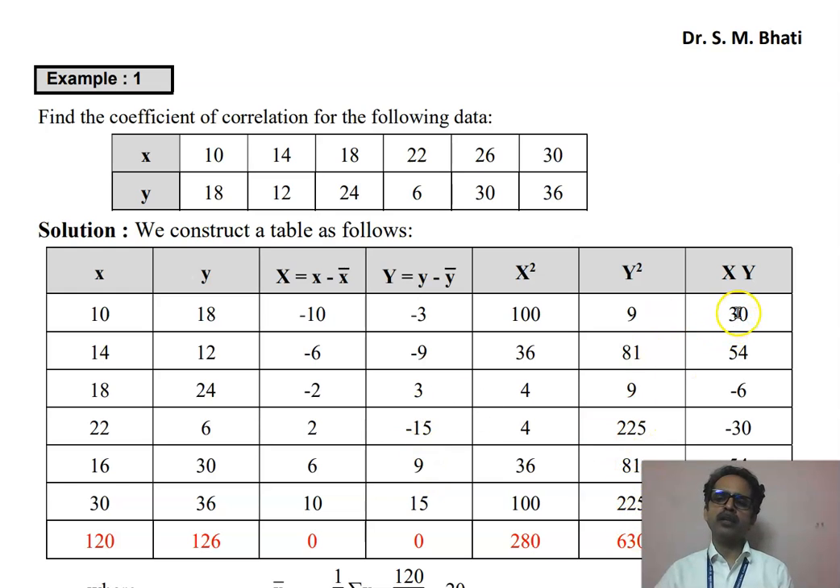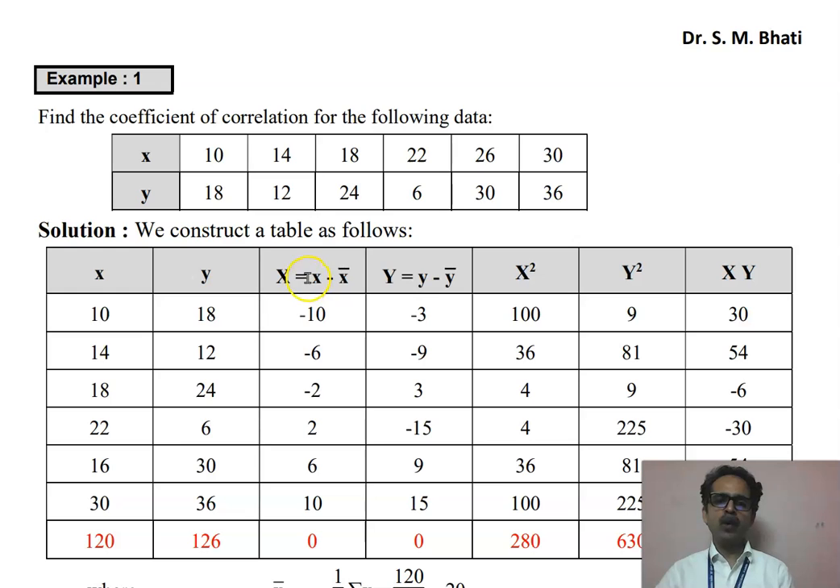After that you have to take the product XY. This column is for capital X, this column for capital Y. Multiply the respective capital X and capital Y and put it here. Minus 10 into minus 3 is 30. Minus 6 into minus 9 is 54. Minus 2 into 3 is minus 6. 2 into minus 12 is minus 24, and so on. Then take the column sum.